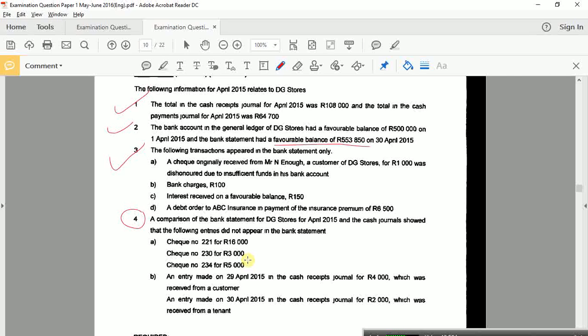Next. Number 4, a comparison of the bank statement for DG Stores for April 2015 and the cash journals showed that the following entries did not appear in the bank statement. So now we need to reconcile.